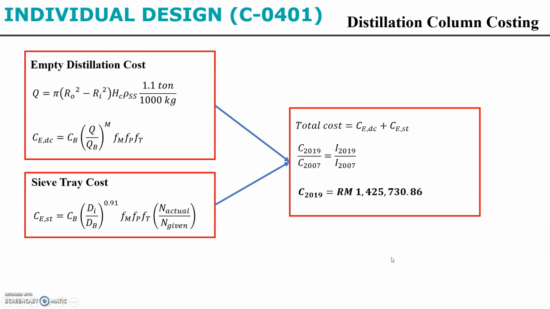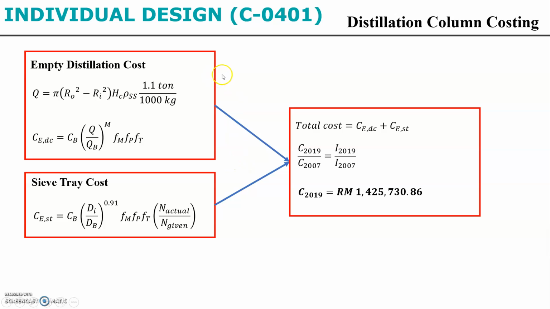And after this, we calculate the distillation column costing, which we add up the empty distillation column cost and sieve tray cost, and we can get the total cost of our distillation column. And this total cost is actually the cost corresponding to 2007. Then we need to use the cost index ratio to get our final cost at 2019, because we can only get up until 2019 as the CPCI index that we have is up until 2019.